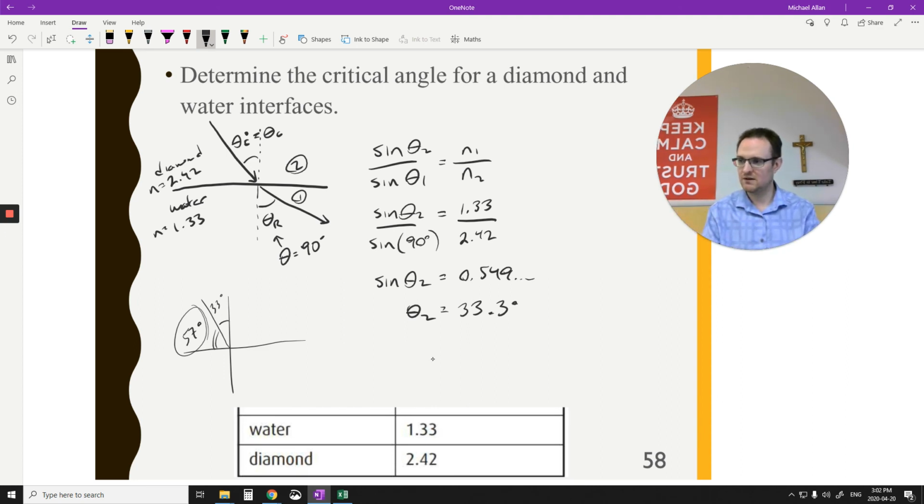So if your incident ray is somewhere down here, so this is my light here, if my light is in this angle range, all of that is going to bounce back. All this light from 33 degrees or more is going to be trapped in here. So a lot more light is going to be trapped in here than, say, just a water-air interface, because this diamond has such a high index of refraction.